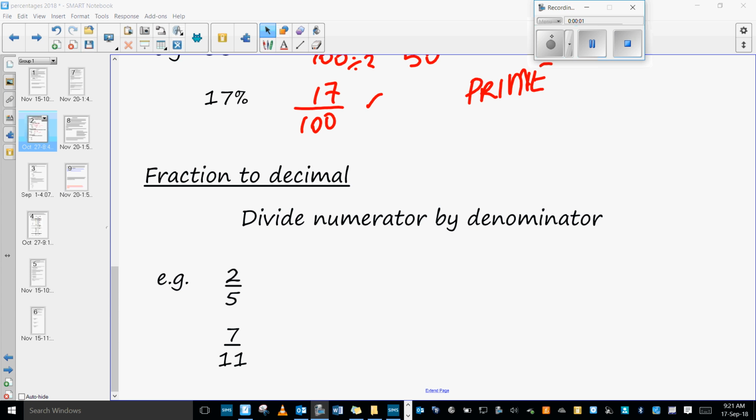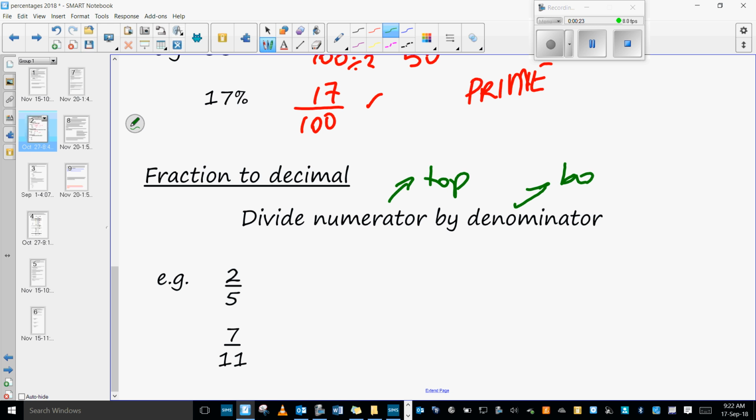Down to a fraction to a decimal. So from a fraction to a decimal, you're going to divide the numerator by the denominator. Okay, which one's the numerator? The top, nice. And the denominator, therefore, must be the bottom. So we're going to do the top number divided by the bottom.